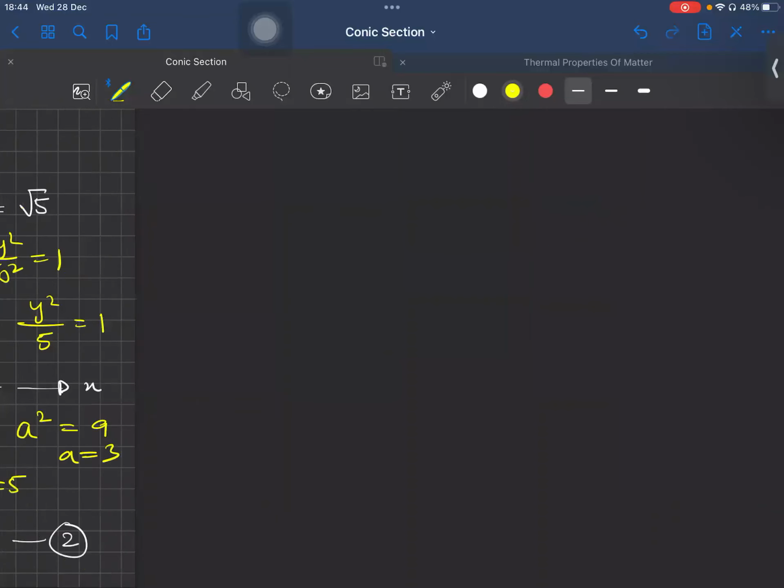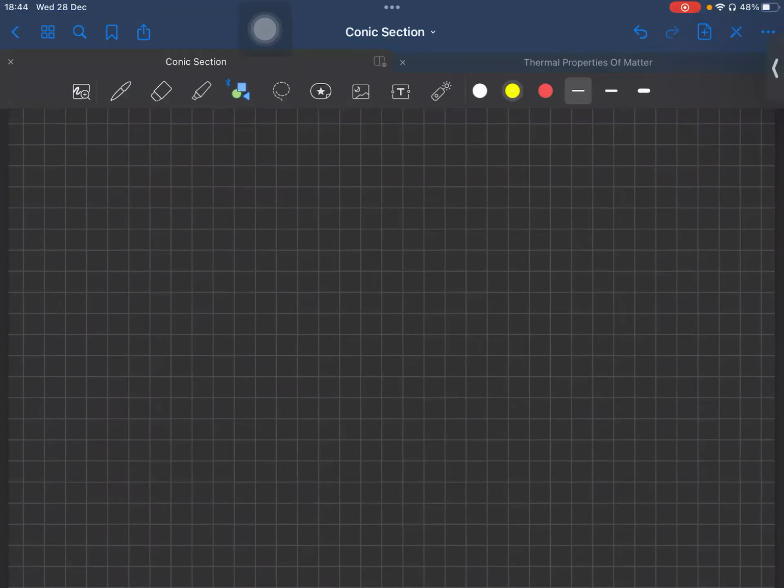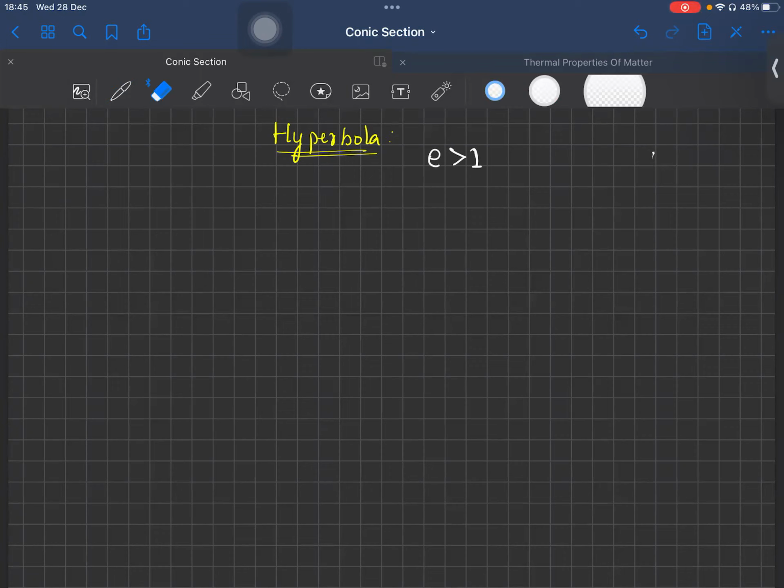Okay. Let's move to the last conic section, that is hyperbola. See, hyperbola is exactly same, not same, I won't say same, but the definition is exactly same as ellipse, but eccentricity is greater than 1. Eccentricity is greater than 1. For ellipse, eccentricity is lesser than 1.